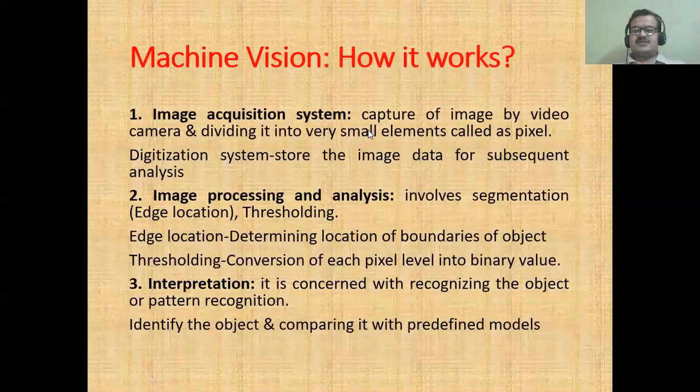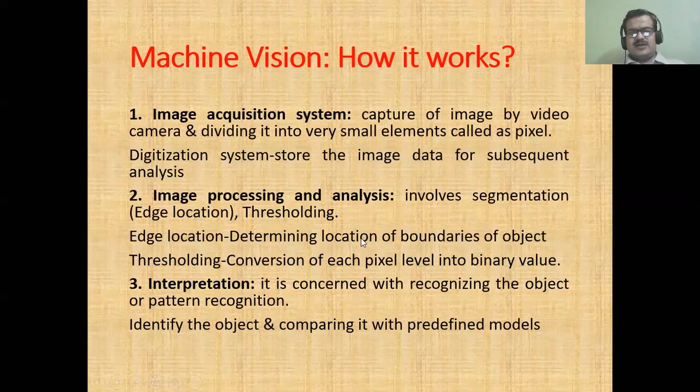Image acquisition system: capture of the image by video camera and dividing it into very small elements called pixels. Digitization system stores the image data for subsequent analysis. Then the second step is image processing and analysis. It involves segmentation, that is edge location and thresholding.